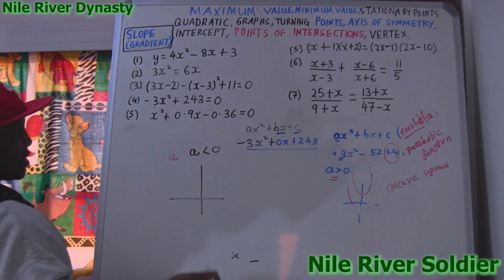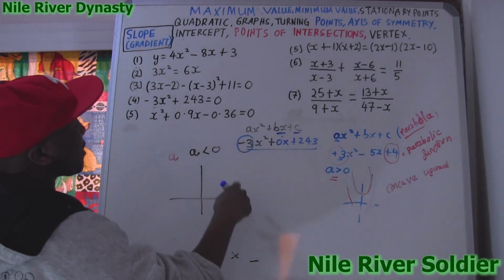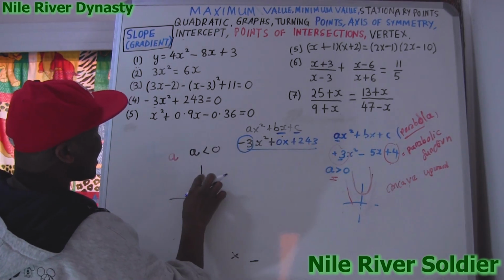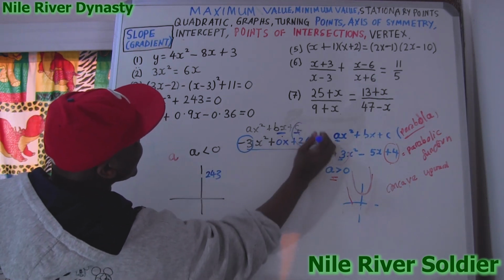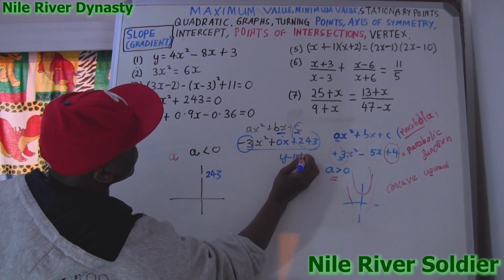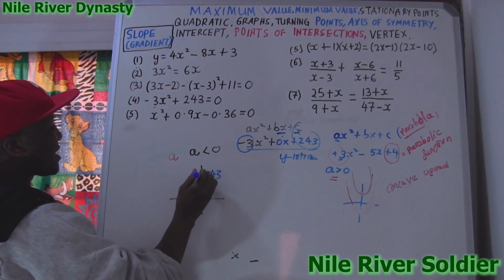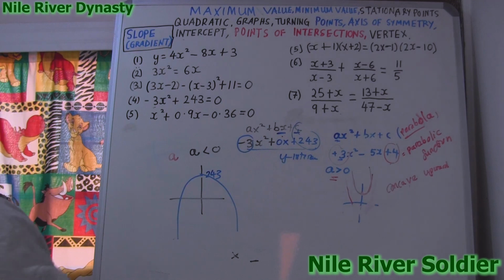But this is what we want for now. It's going to concave downward because this is negative. And where is it going to turn? It's going to turn at 243, which is positive. This is c, and c means the y-intercept, where it's going to intercept, meaning where it's going to cut. So this is a rough sketch here. It's not the accurate sketch. I'll show you how to do the accurate sketch. So now let's start solving this question quickly.